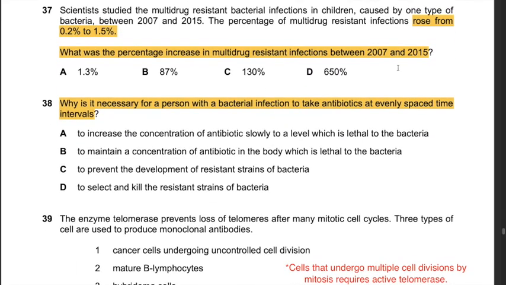Question 37. Scientists study the multi-drug resistant bacterial infections in children caused by one type of bacteria between 2007 and 2015. The percentage of multi-drug resistant infections rose from 0.2% to 1.5%. What was the percentage increase in multi-drug resistant infections between 2007 and 2015? How do you calculate the percentage increase? Well, the percentage increase is found by the difference, that is 1.5% minus 0.2%, upon the initial percentage in the year 2007, that is 0.2%. Therefore, the difference upon the initial value, that is 0.2%, times 100, will give you the percentage increase, and that answer is 650%.